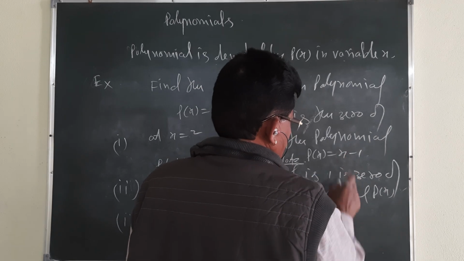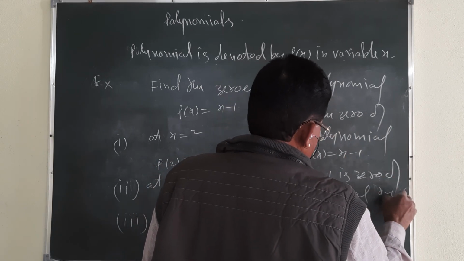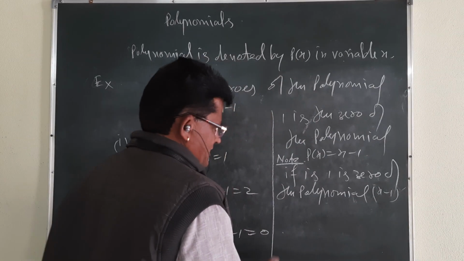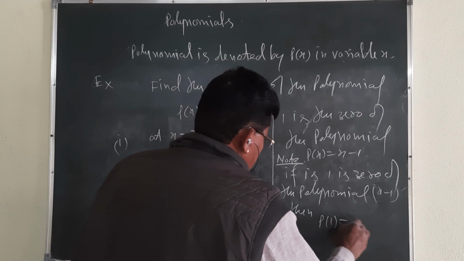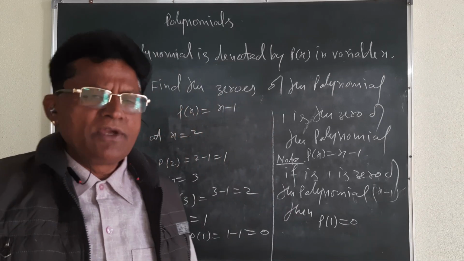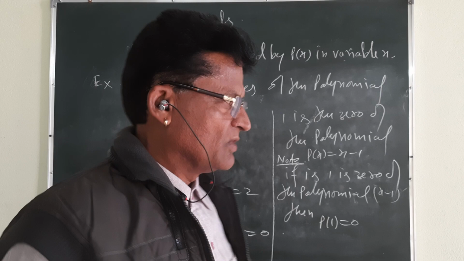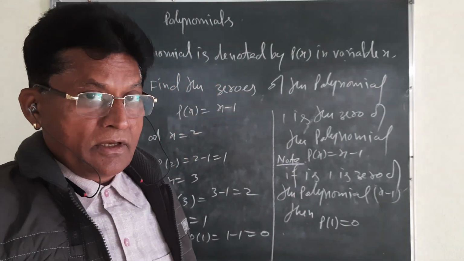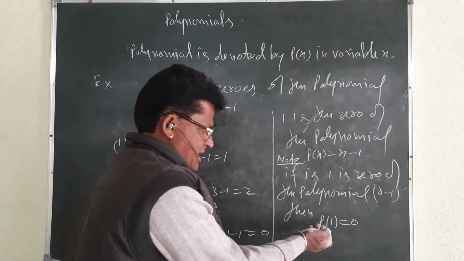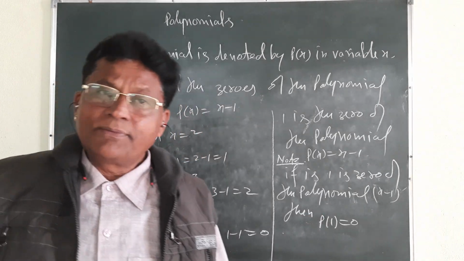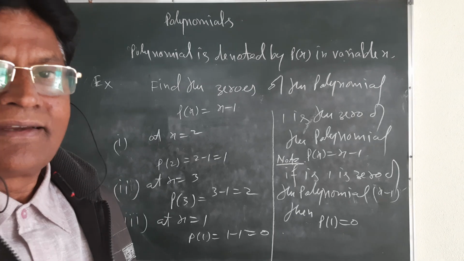P(x) means this one, or x minus 1. You can write x minus 1 because it is a polynomial. Okay? Then what will happen? P(1) must be 0. I think you understand. P(1) must be 0 because I will apply this thing frequently. And let me try to give you the standard definition of it.